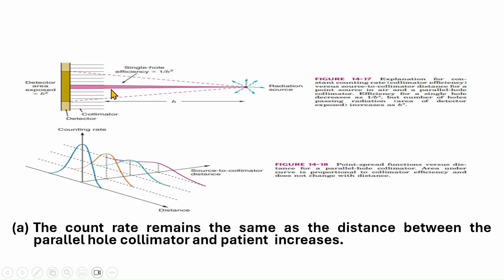More holes are exposed as compared to when the point source is placed near the collimator. So these two factors basically cancel out each other, and the overall area under the curve remains the same, and the overall count rate remains the same. So you need to remember that for a parallel hole collimator, if you increase the distance between the collimator face and patient, then the count rate would remain the same.